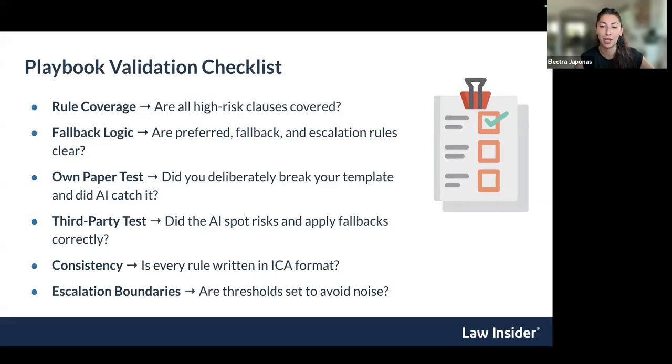And did you try and deliberately break your template, and did the AI catch it? So when you're testing your playbook against your own paper, you want to doctor your own paper and put things in it that are not compliant with your rules, and just make sure that the AI is catching it in the way that you would expect. If not, iterate on your prompt. Again, you can take any third-party agreement and run it through your playbook. You'll probably never get one that aligns with absolutely all of your rules, so that's easier to test in a way. If you're not getting the results that you want, just check that your prompt is following the ICA format.